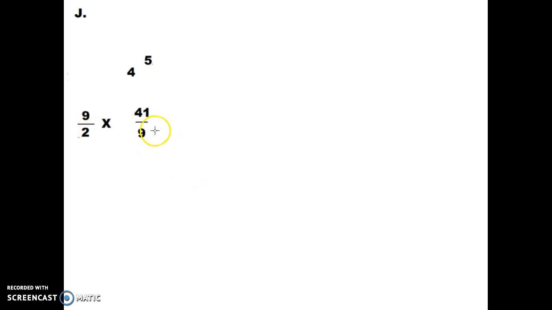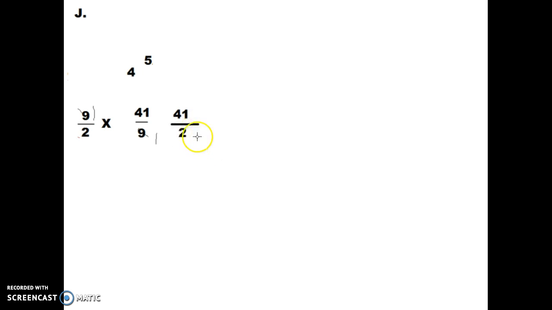And now all we're gonna do is multiply across. But we're actually lucky because we can simplify right here if we cross cancel. So 9 divided by 9 equals 1, and 9 divided by 9 equals 1, so that makes our math a lot easier, right? We're left with 1 times 41, which equals 41. And then we're left with 2 times 1, which equals 2. So 41 over 2.